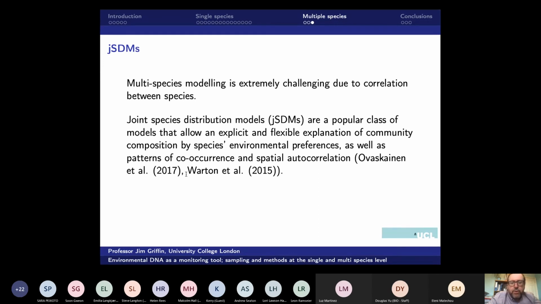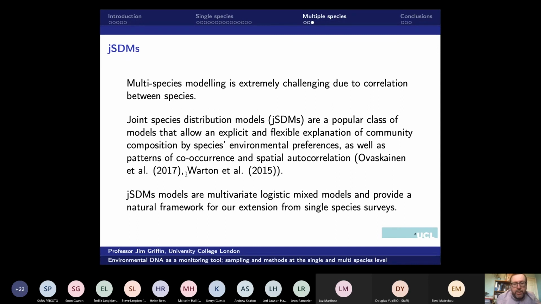So these are able to explain community composition whilst taking into account covariates and also spatial autocorrelation and so on. So statistically, these are multivariate logistic mixed models. And so some of the challenges really are around how we can model these false positive and true positive rates, and also to allow for potential interactions between different species. So once we move to the multivariate case, things become a lot more complicated.